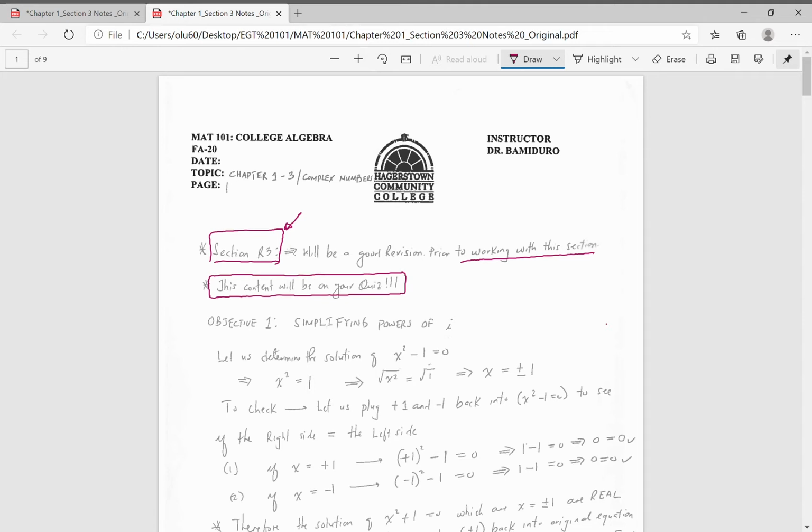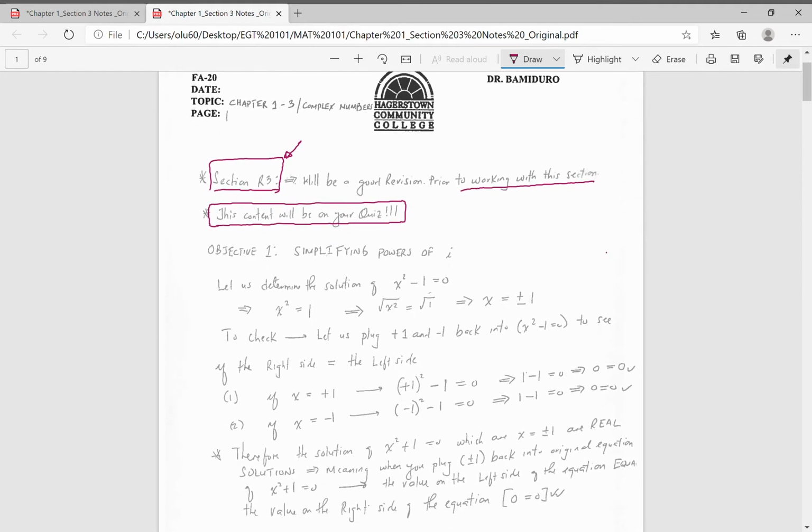So as we move forward, we want to be able to simplify the powers of what we call I. Now, before I go into I, which is the complex number, let us consider determining the solution of this expression right here. Okay, x squared minus 1 equals 0.